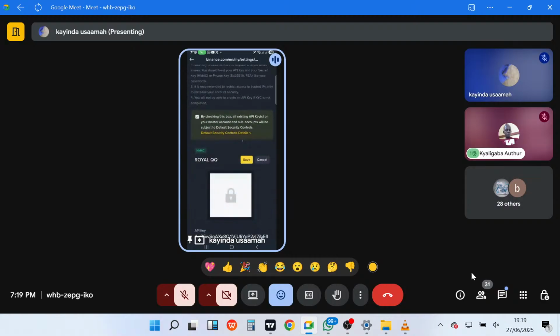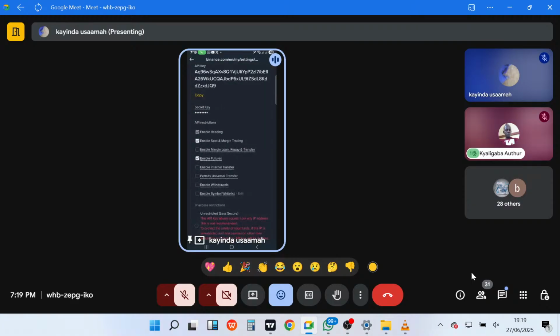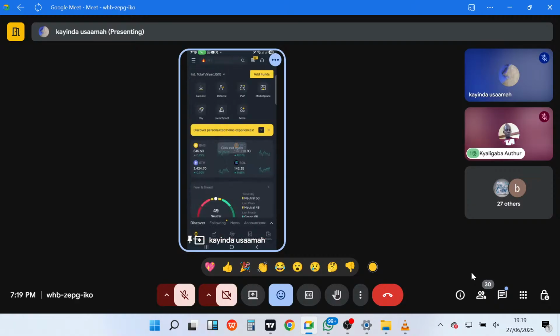So what you do, you just need to tap delete all API, you delete them, create a new API. Now, as you are creating a new API, make sure you enable futures too. Previously, we've been just enabling spot and margin trading. This time around, enable futures. Are we together?